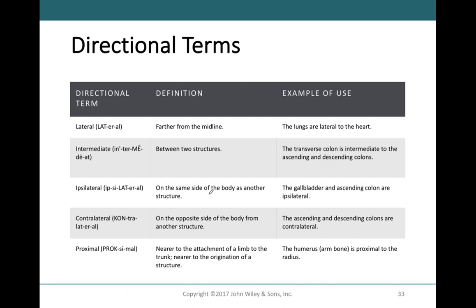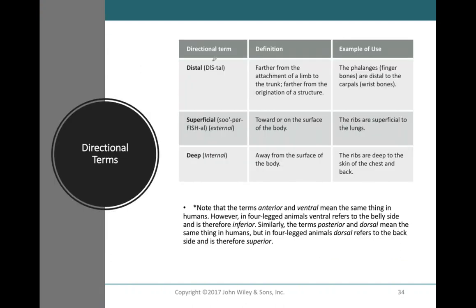Ipsilateral means that something's on the same side of the body, while contralateral means that something's on opposite sides of the body. So ipsilateral, for example, the right arm and the right leg are going to be ipsilateral to one another, while the right arm and the left leg are going to be contralateral to one another. Now, I'm not going to stress these three terms very much. Again, these are a bit more advanced terms, and we will touch on these at a later time. But here's proximal and distal.